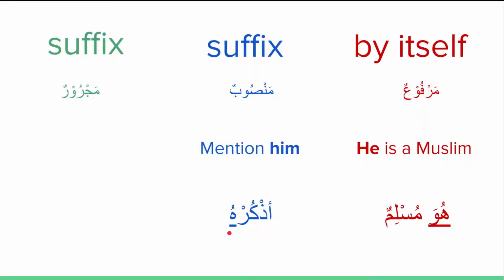What about the majroor case? Majroor is if it's following a preposition or if it possesses a noun. Let's take a look at the possession case. If I want to say his book, I say kitabuhu. Kitab is book, kitabuhu is his book. You'll notice that it's actually the same suffix in both the majroor case and the mansub case, which is very nice because now we don't have to memorize two tables, we just have to memorize one table of suffixes for the pronouns.